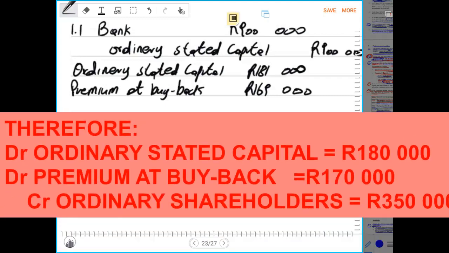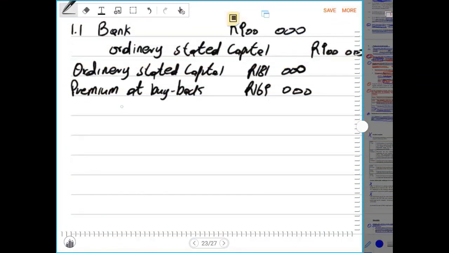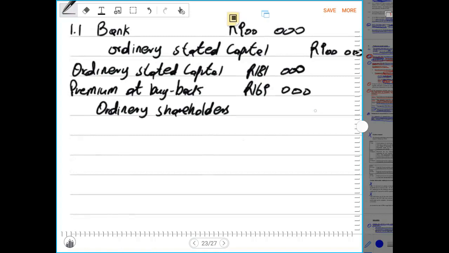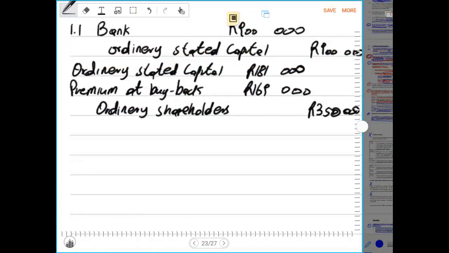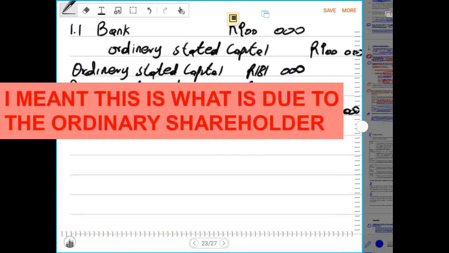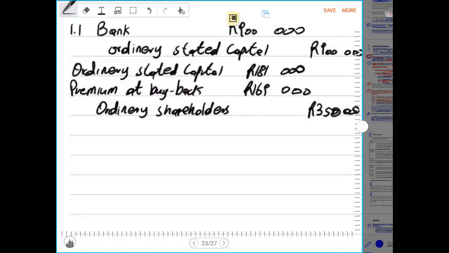So now, then after we credit our shareholders, ordinary shareholders, because this is ordinary shareholders, our ordinary shareholders will be the total of the debit side, which is 350,000 rands. So now this is what is due to the preference shareholders. It will be an entry where we raise the liability.